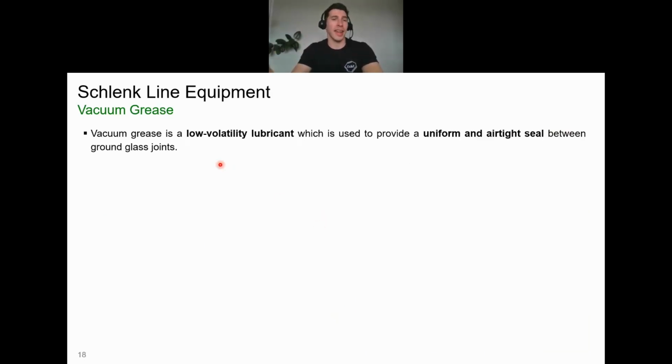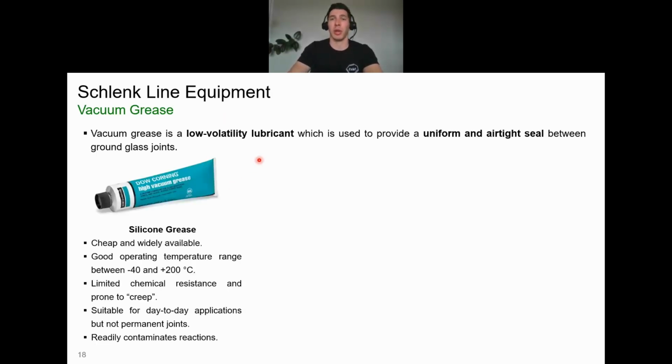An aspect of the Schlenk line equipment that I want to talk about is vacuum grease. I've mentioned it in a few different stages. We use this because it's a low volatility lubricant, so we need to have uniform and airtight seals between our ground glass joints. And there are three main kinds that you will encounter in your day-to-day laboratory.